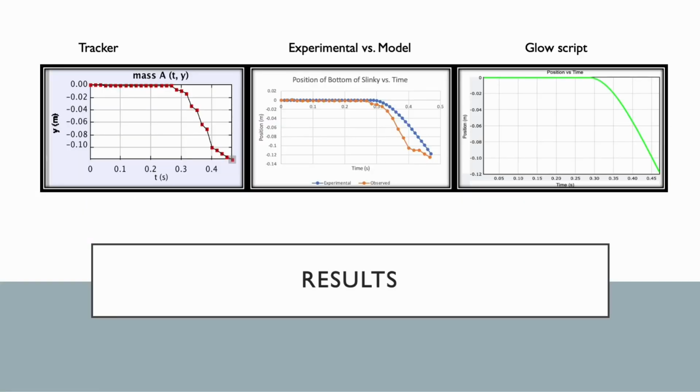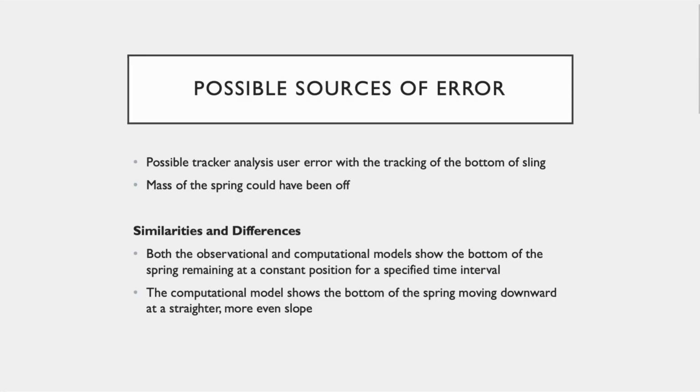Here are the results. On the left is the tracker. In the middle is experimental versus model, and on the right is the GlowScript. Here, the GlowScript has a more even curve that looks to be more proportional than the real model. So we'll talk about why this might be a little bit different. The reasons why are that the tracker analysis might have some user error when tracking the bottom of the slinky. The mass of the spring could have been off, or there could be some other sources of error as well.